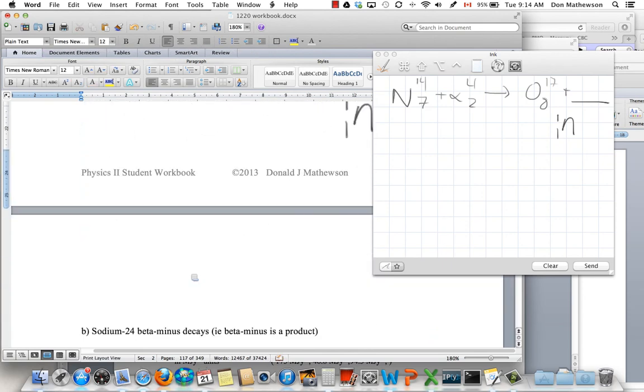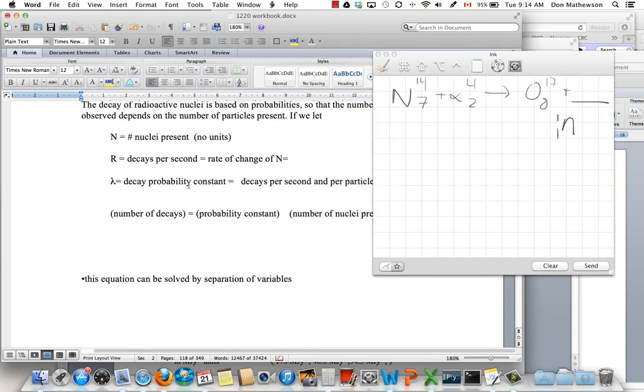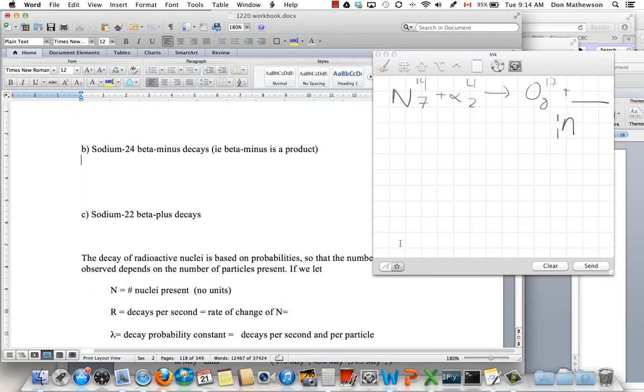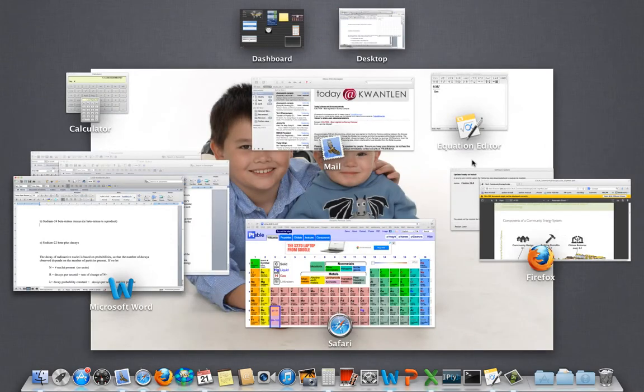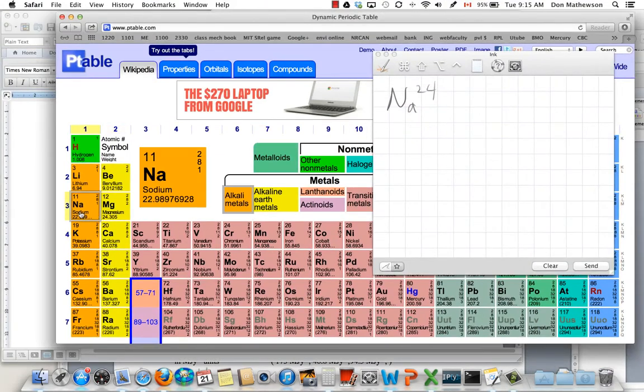Okay, next, sodium. So come back here. Sodium 24. Now what's sodium? Sodium is 11. You can see it here. There's sodium right there. 11.